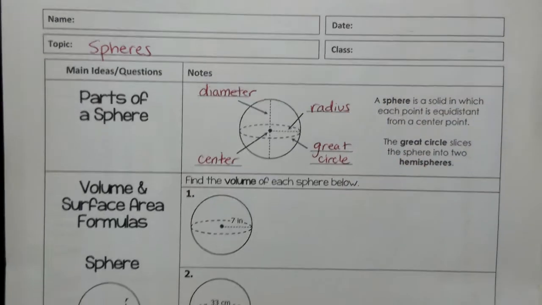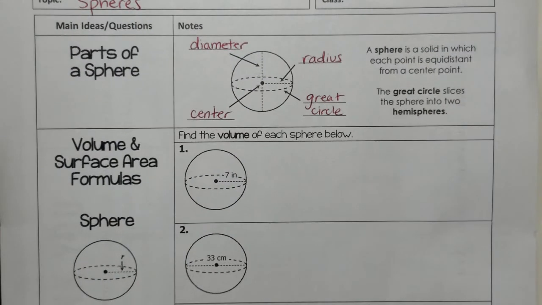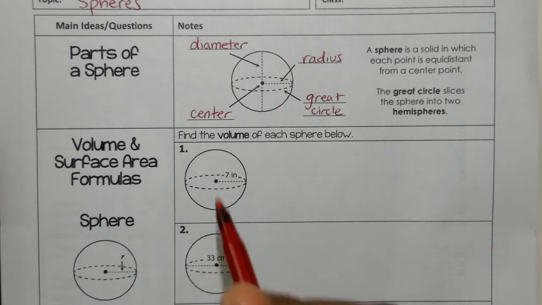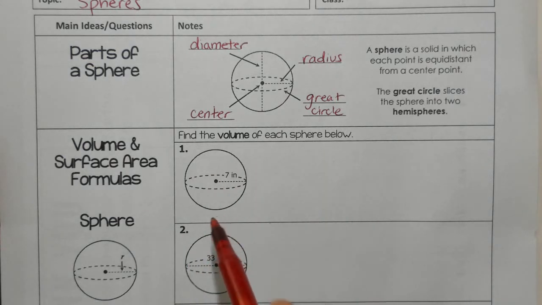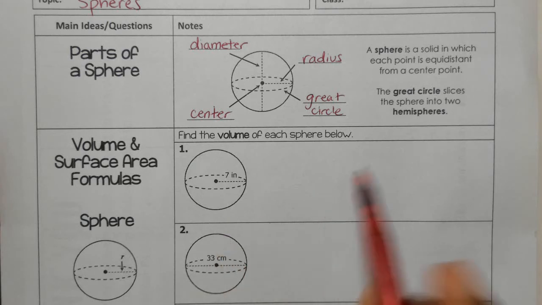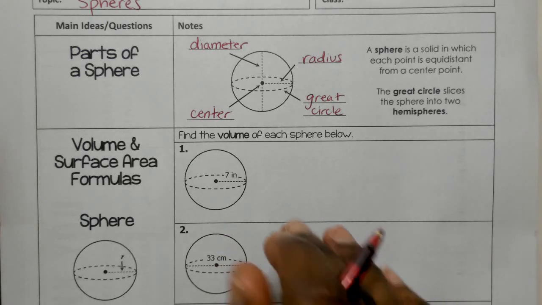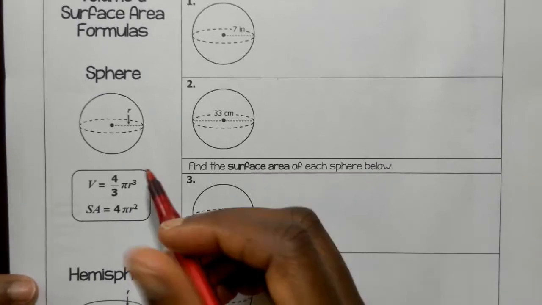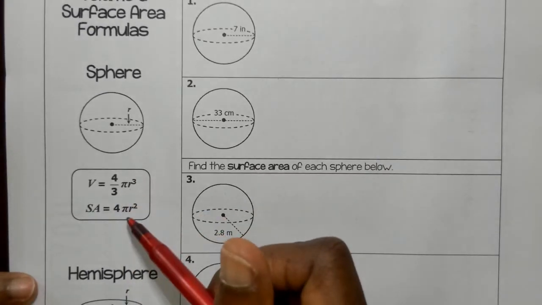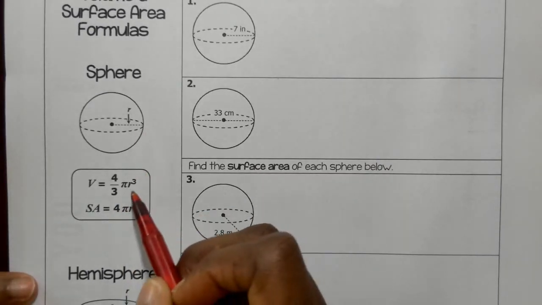Okay, and the formulas for this, we're going to be able to use these formulas on the formula sheet. So the volume of the sphere is 4/3 pi r cubed. The formula for volume and surface area is given to you on the side here. So you're just really applying this formula.